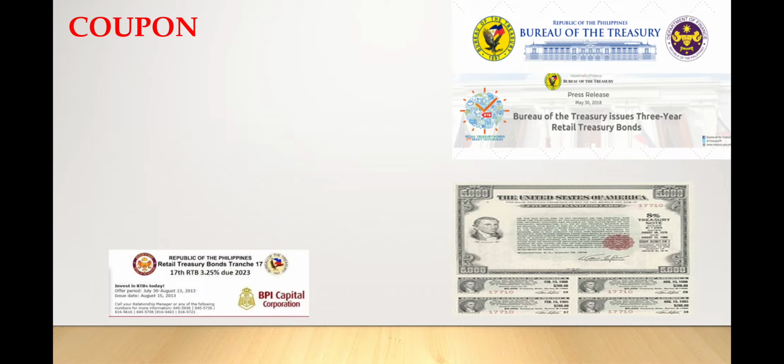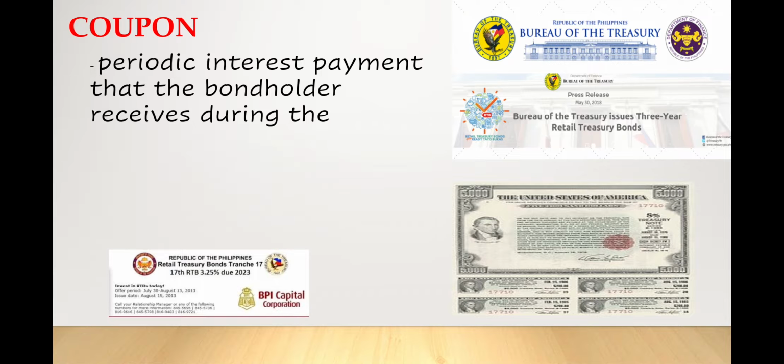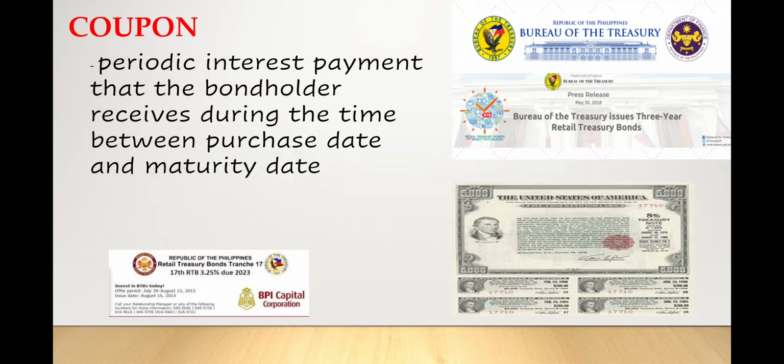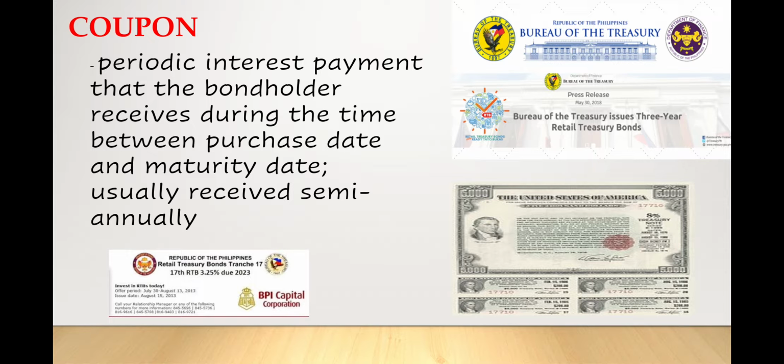So if you are a bondholder, you will be given a coupon. A coupon is a periodic interest payment that the bondholder receives during the time between purchase date and maturity date, usually received semi-annually.